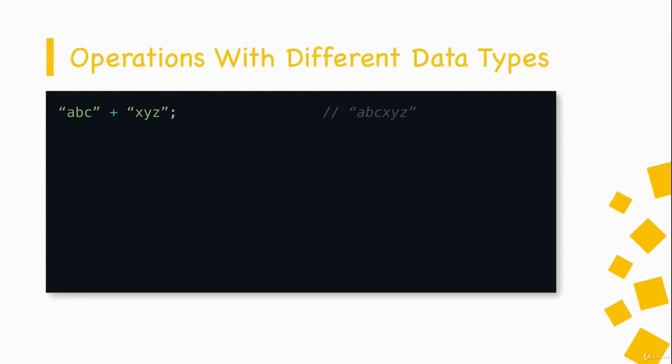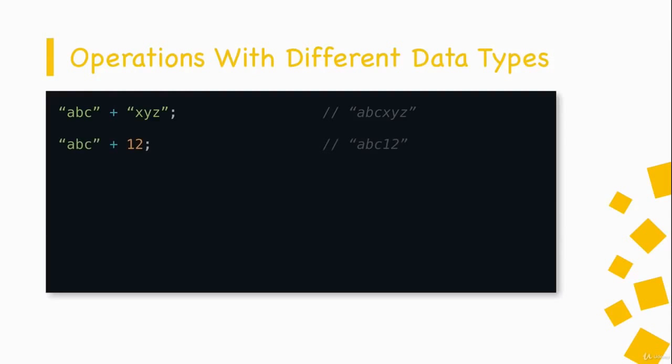This is called concatenation in programming. And the result of this on the right hand side, as you can see, is a string returned, ABCXYZ. So JavaScript basically takes the two strings side by side and adds them together. This is how you can concat strings in JavaScript.